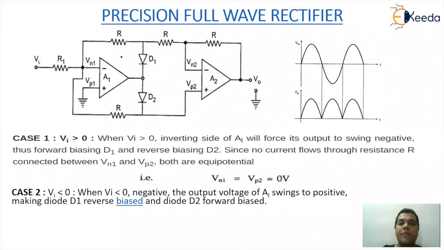So if you observe the precision rectifier circuitry shown here, we can see the two op-amps connected. At the op-amp A1, you can see the non-inverting pin connected to the ground, and the inverting pin is connected to the input via the resistance R1. And you can see the feedback on the inverting pin, where you can see the two R resistances and the two diodes D1 and D2 shown.